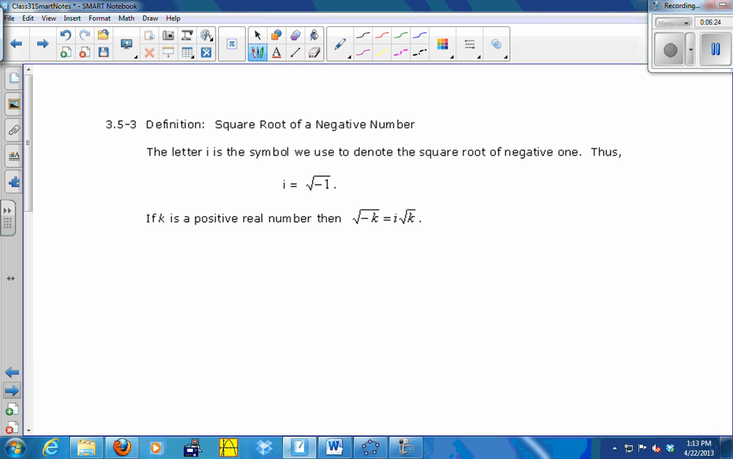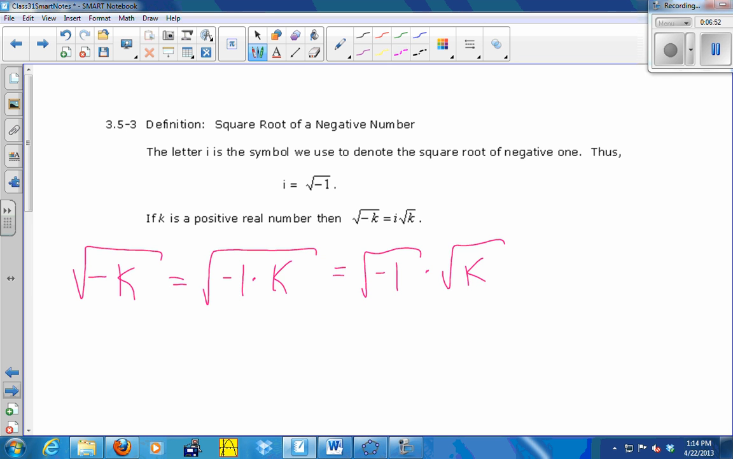So this is our new definition. i is going to be the symbol we use to denote the square root of negative 1. So if I want to take the square root of any negative number, I let i take the place of the square root of negative 1. So if I want to take the square root of negative k, I can rewrite that as the square root of negative 1 times k, which I can break into two square roots, the square root of negative 1 and the square root of k, and then replace the square root of negative 1 with an i. i square root of k.